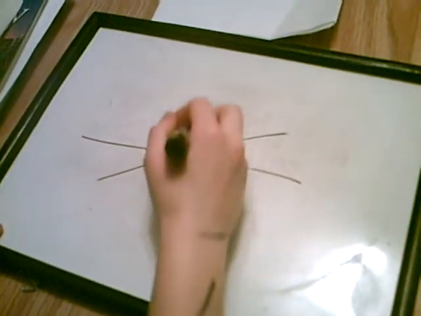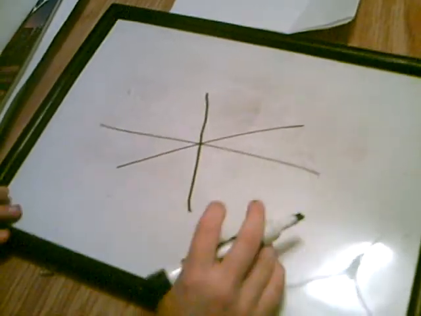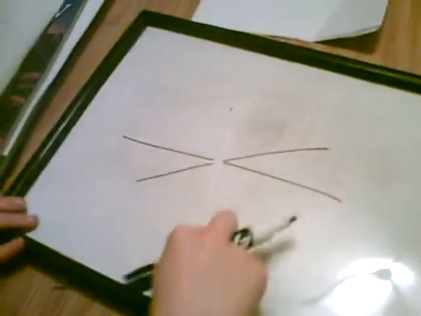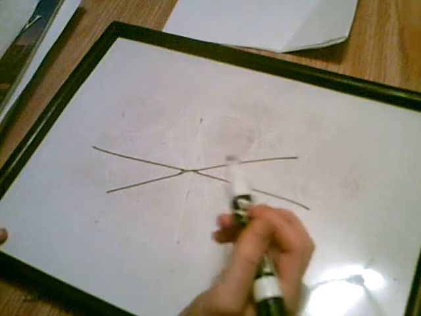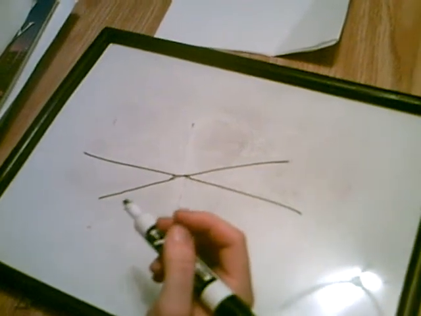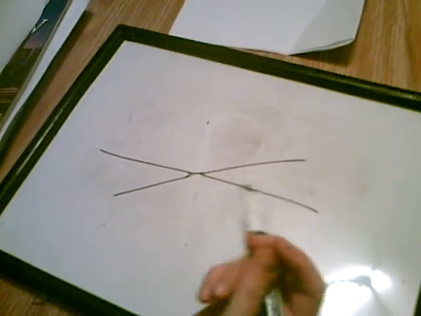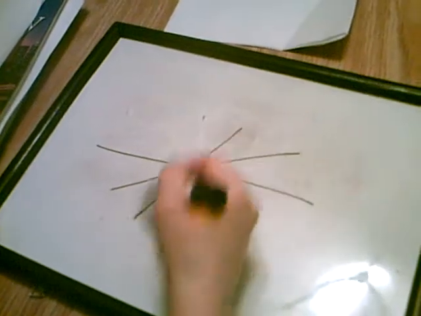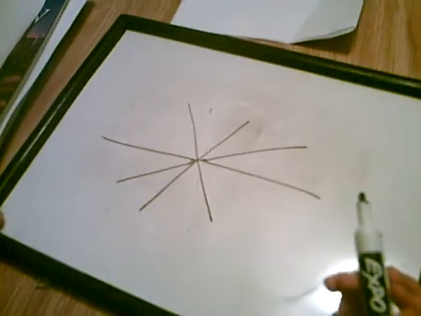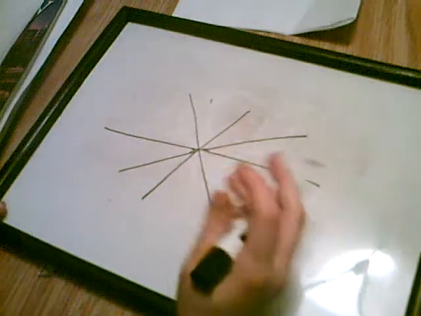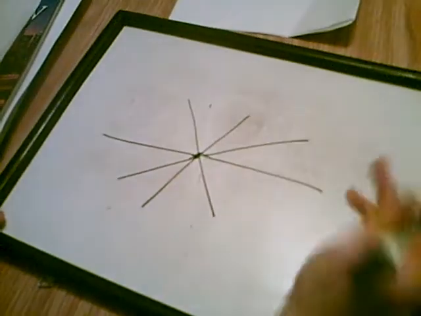Alright, firstly, you have concurrency. Concurrency is when more than two lines intersect at one point. If you just have two lines intersecting at one point, it's not concurrent, because any lines except parallel lines will intersect at some point. But anytime you have more than two lines intersecting at one point, they're concurrent at that point.